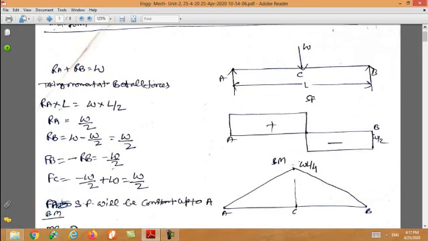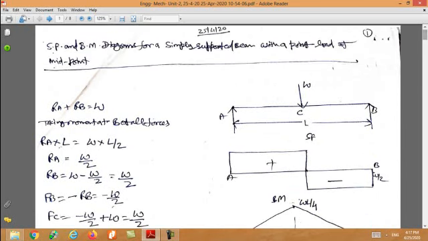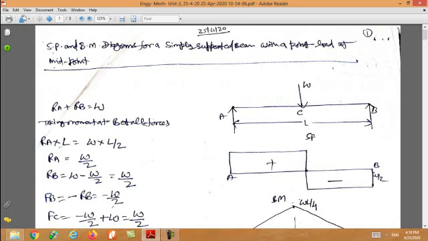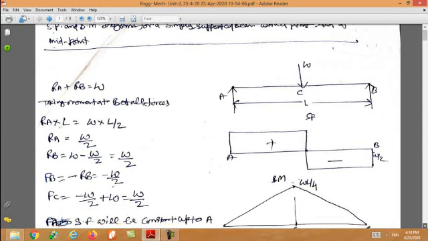That is the shear force and bending moment diagram. So here we are taking the first case, shear force and bending moment diagram for a simply supported beam with a point load at the midpoint. It is a very simple case. In this diagram you are seeing that one load is acting at the mid. So first calculate RA and RB. RA plus RB is equal to W by the equilibrium condition, you know.